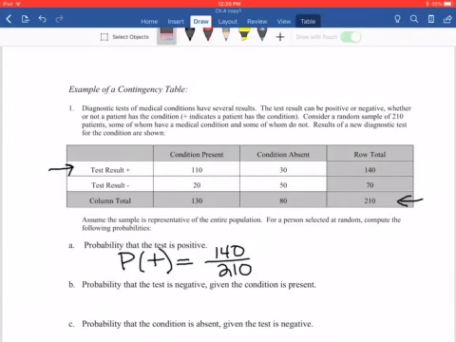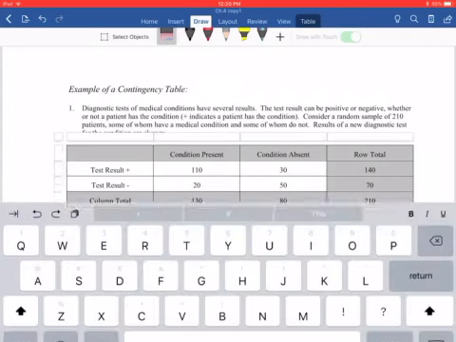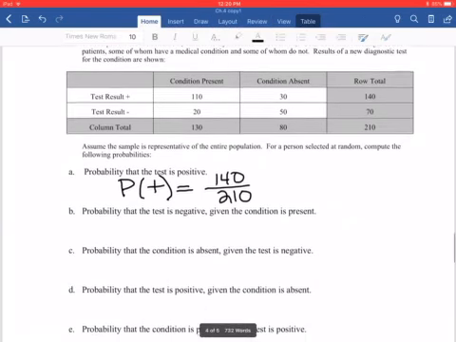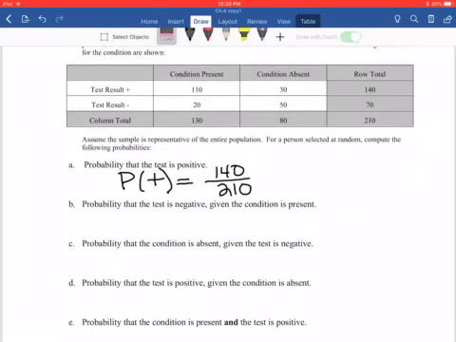Sorry about that. Just trying to erase my little arrows here. Okay, so let's look at this next one here. The probability that the test is negative given the condition is present. So we're looking for the probability of a negative test result given, remember we write that as given, the condition is present.